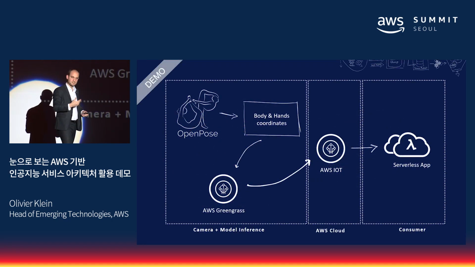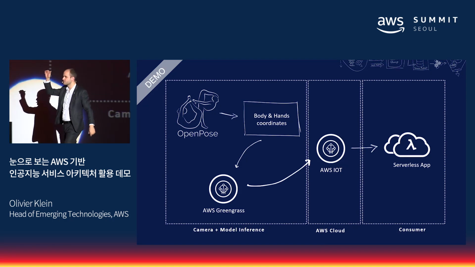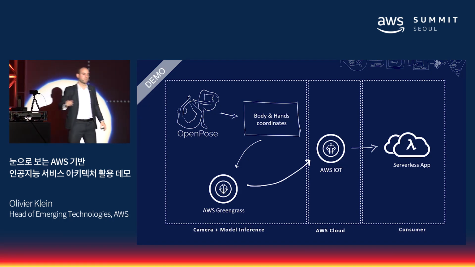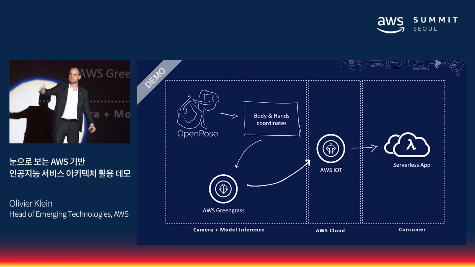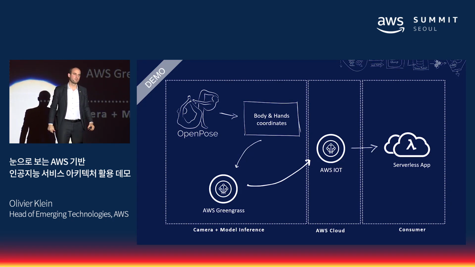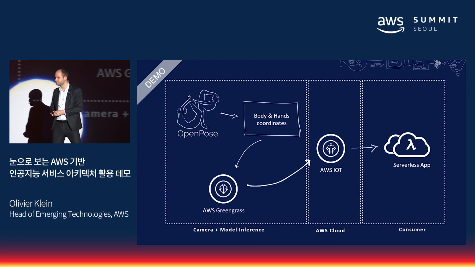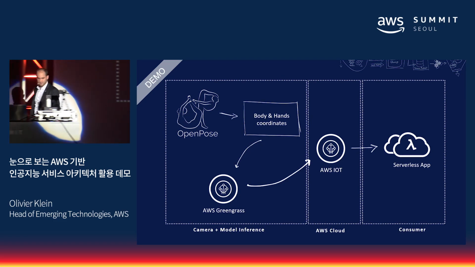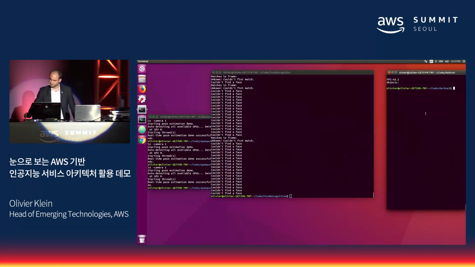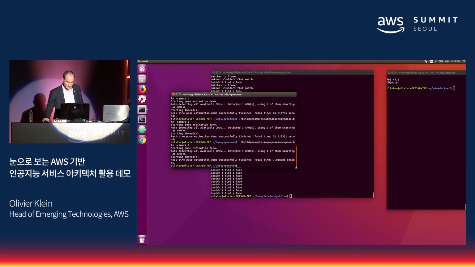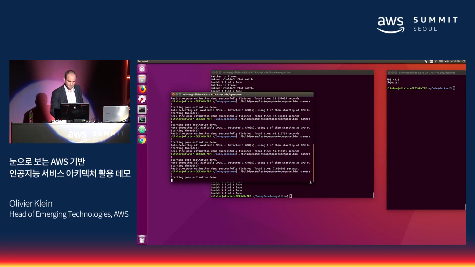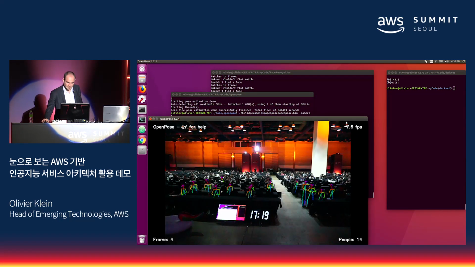So I figured, let's try to run OpenPose right here on my laptop and detect body and hands, and then report that back using Greengrass into the AWS cloud environment. All right, let's try this out. Flip my screen. And then the first thing that I'm going to run here is the OpenPose demo.